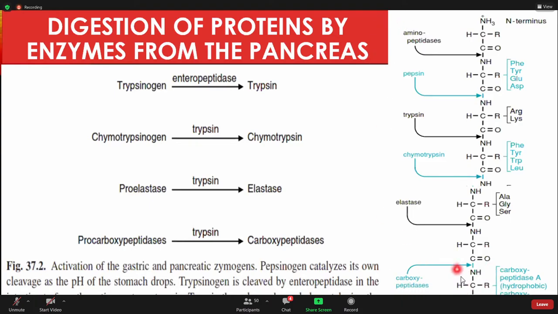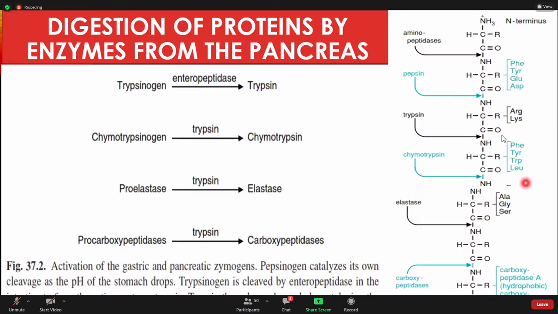The carboxypeptidase is responsible for the digestion of the carboxyl end, which is the C end, when we have such kind of peptide. So there is something specific for the amino terminal and something specific for the carboxy terminal. That's why they are called aminopeptidase or carboxypeptidase enzymes.